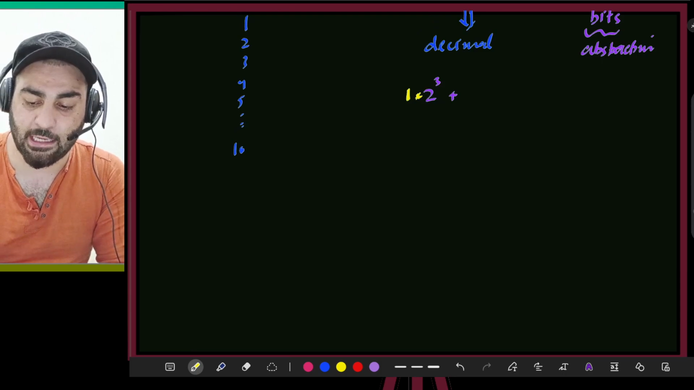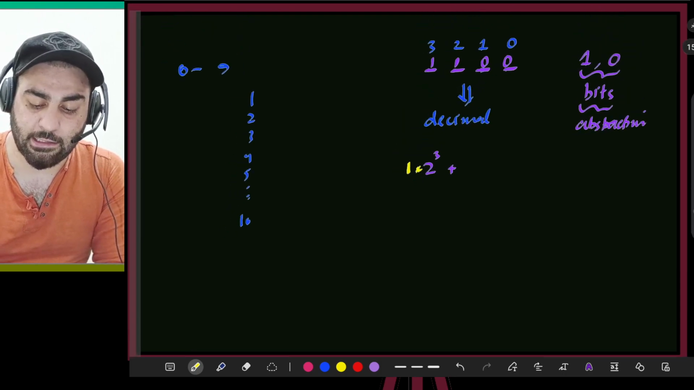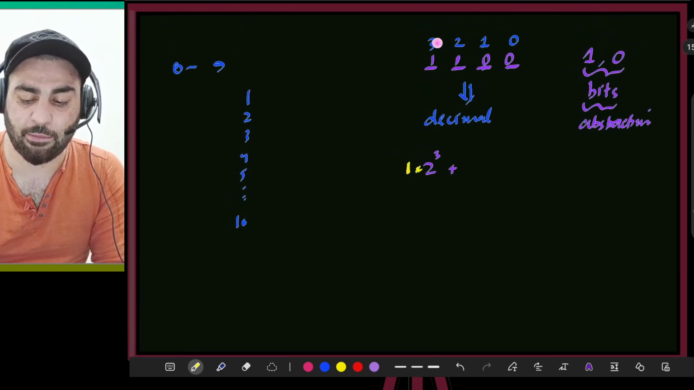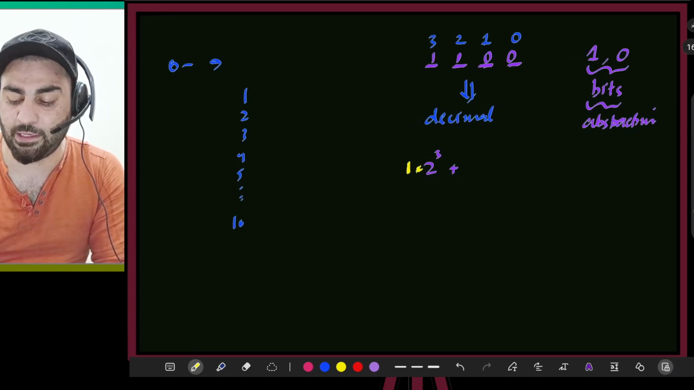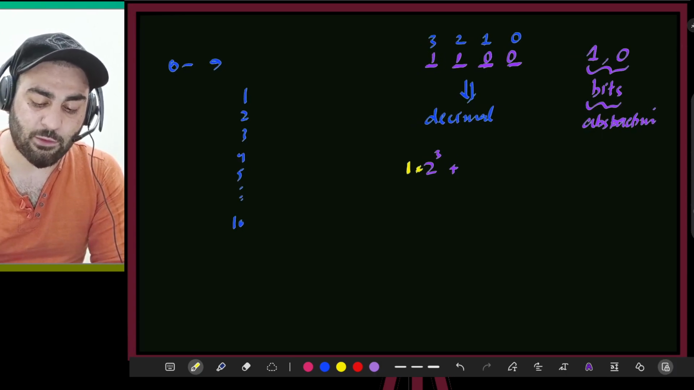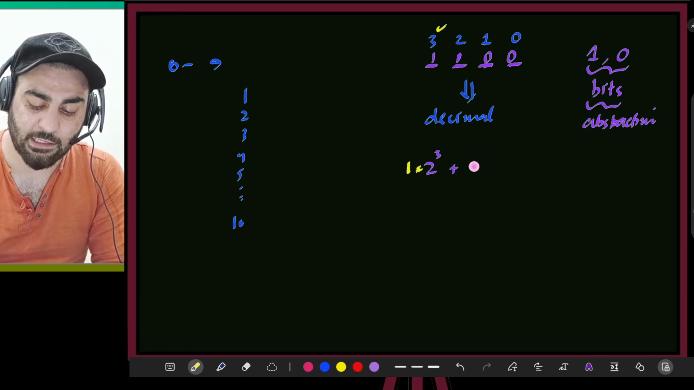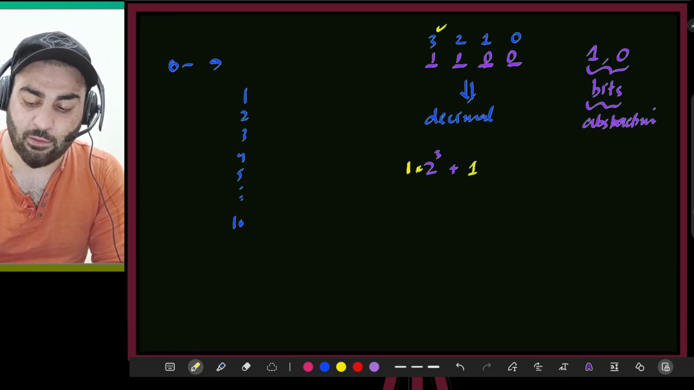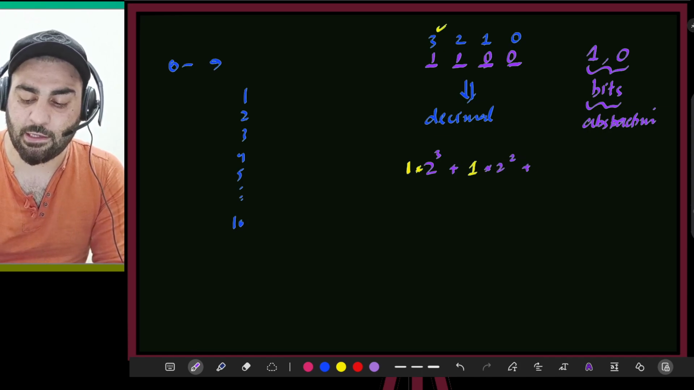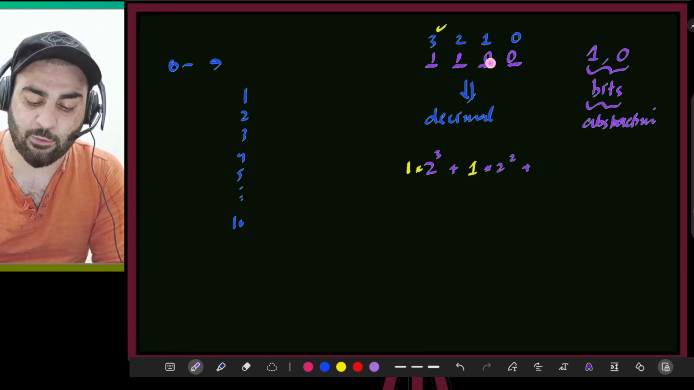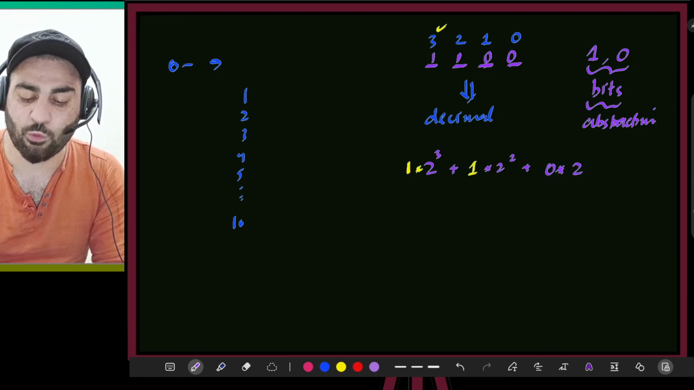So here I'll write 3, 2, 1, 0. These are the numbers I assigned to the bits. After that I said 1 multiplied by 2 to the power 3. Then plus, again there is a 1 bit, 1 multiplied by 2 to the power 2, plus, here we have 0, so 0 multiplied by 2 to the power 1, and plus 0 multiplied by 2 to the power 0.